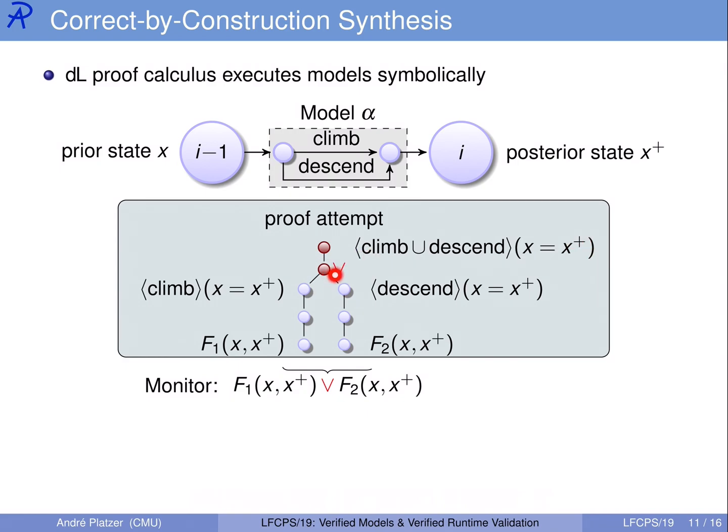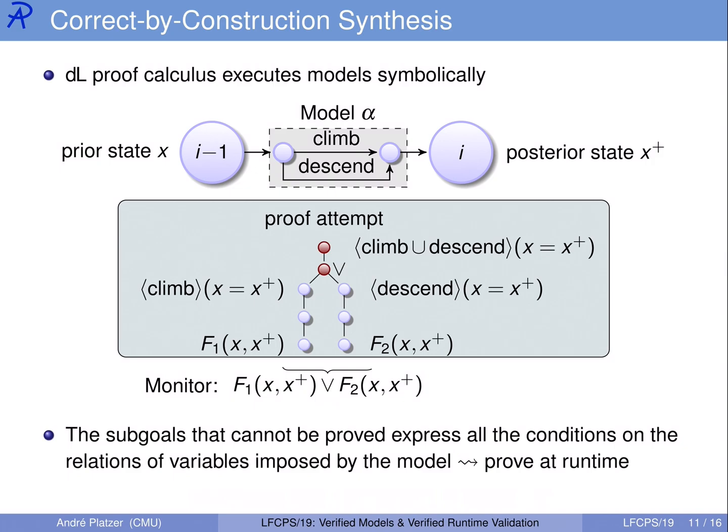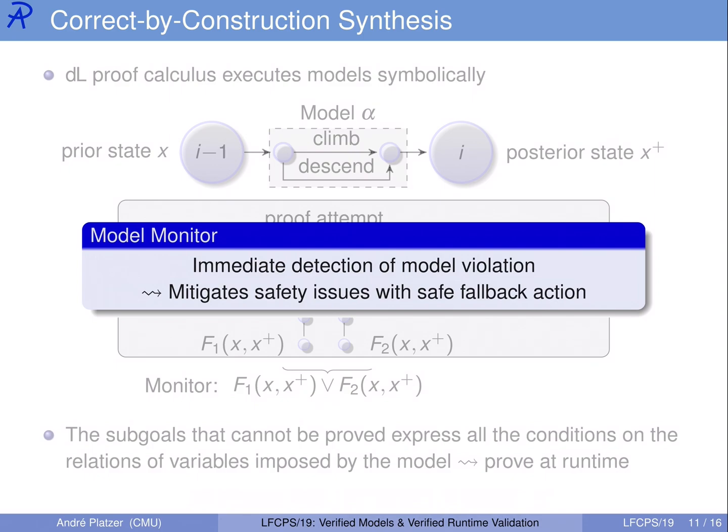And now we remember in this particular context, there was an or in between the two cases. So of course there will still be an or between those two cases. But in general, you just runtime monitor and fill in the proof at runtime for all the open premises of the proof that you got. And even if those subgoals cannot be proved once ahead of time, they still impose the appropriate assumptions imposed by the model on the relations of the variables, which you simply prove at runtime. So you immediately detect the model violation and can simply mitigate safety issues by going on a safe fallback action instead.